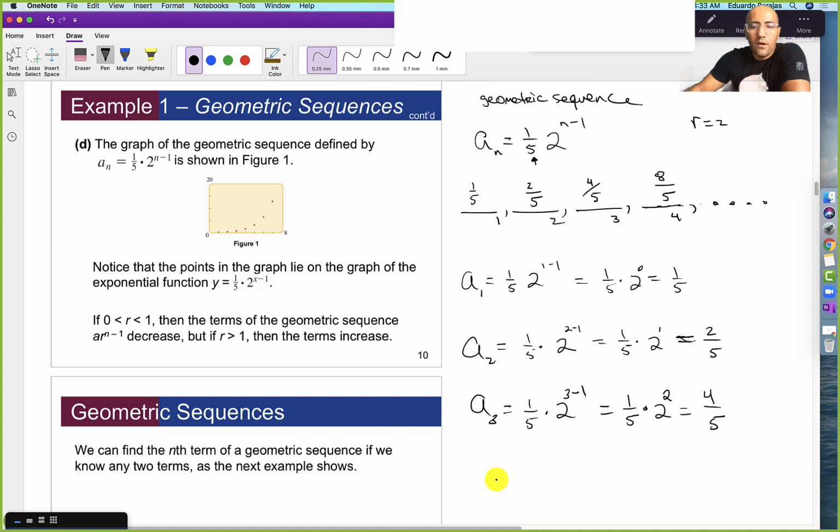Good. Okay, well, what is... So a sub 1 is the first one on my list. A sub 2 is the second one on my list. A sub 3 is the third one on my list. What is a sub 0.2?